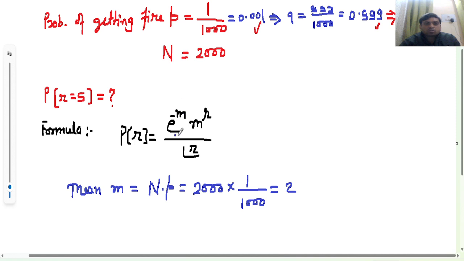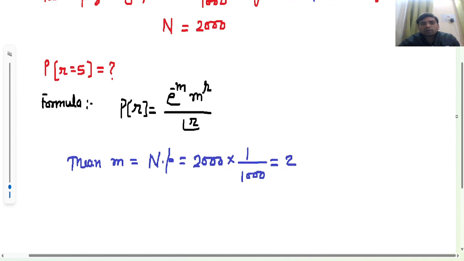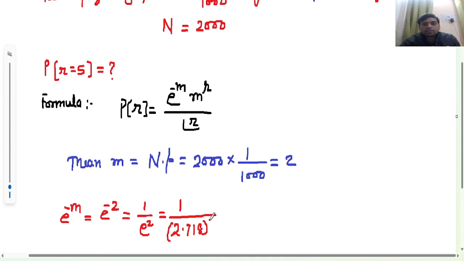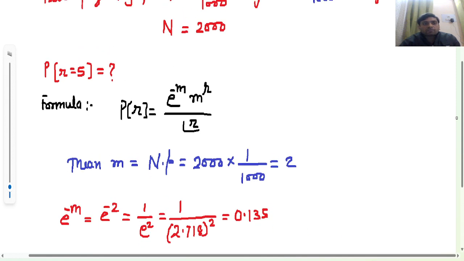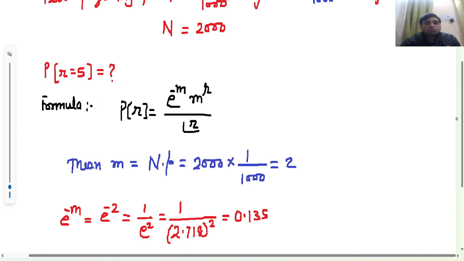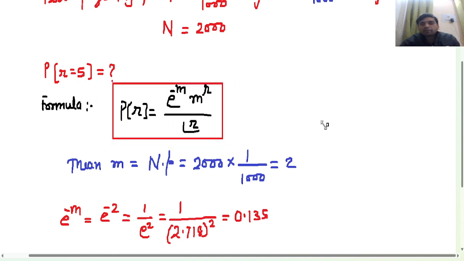Now the second term, e raised to the power minus m. Since m equals 2, this can be written as e raised to the power minus 2, and this can be written as 1 upon e square. So just like the value of pi is 3.14, the value of e, the exponential constant, is 2.718, and then we will put square on this, and on solving this you will get 0.135. So now your objective is to find the probability for r equals 5 using this formula.